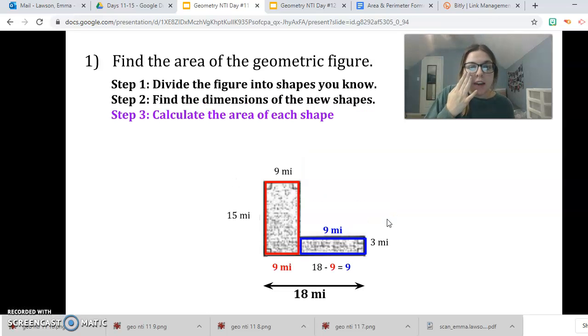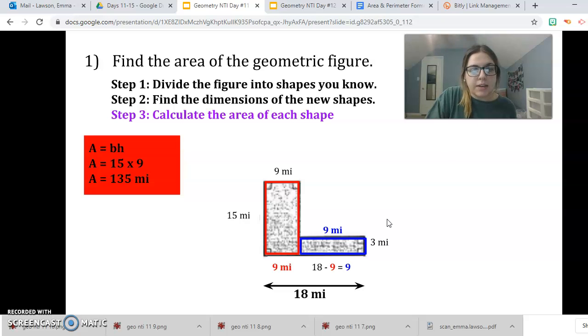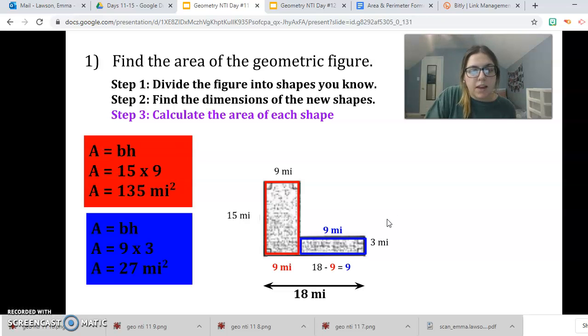On number 3, I have to calculate the area of each of these shapes that I've highlighted, okay? So to find the area of a rectangle, I do base times height. So the area of the red rectangle is going to be 15 times 9, and that's going to give me 135 miles squared. The area of the blue rectangle is going to be 9 times 3, and that will give me 27 miles squared. Okay, so at this point I have completed step 3 because I have found the area of each of those shapes.